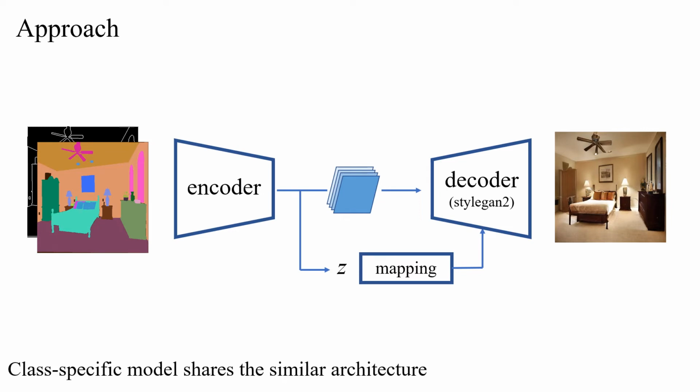Both our base and class-specific models share a similar encoder and decoder architecture. For example, in our base model, the encoder will process the input into a 2D spatial feature, which is then fed into the decoder. We slightly modify the StyleGAN2 architecture as our decoder.